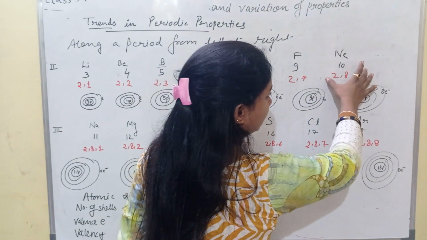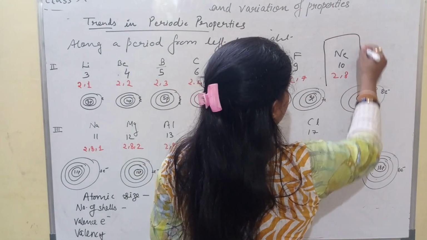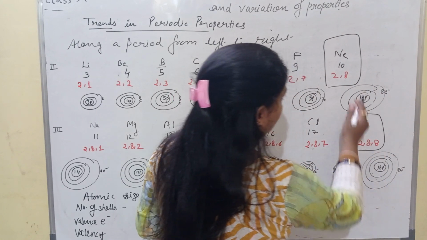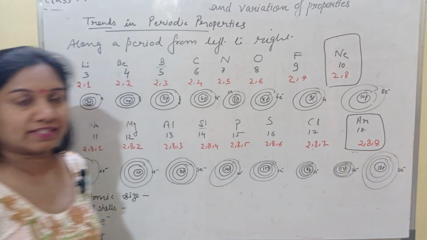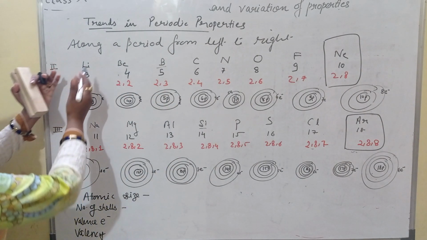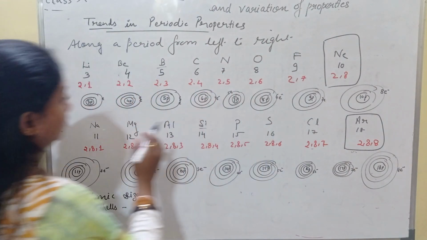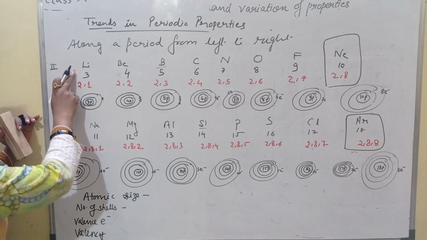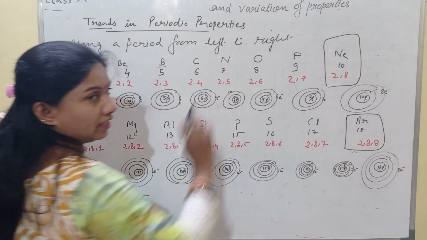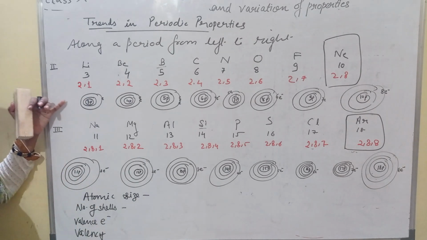See the last element, this is the noble gas element, group 18. This we will discuss separately. Neon and argon we will discuss separately in the last. What I am saying right now is applicable for lithium to fluorine. So in period 2, lithium has the highest size and it will gradually go on decreasing. Why? Due to increase in nuclear charge.